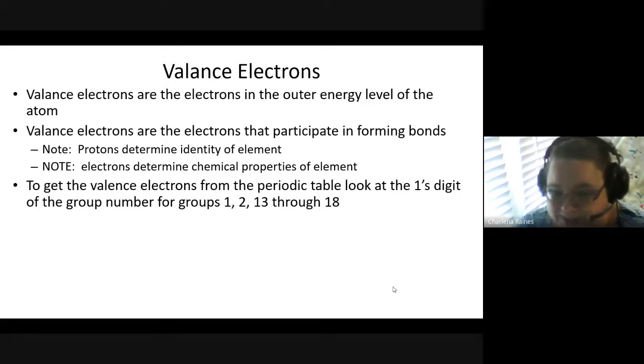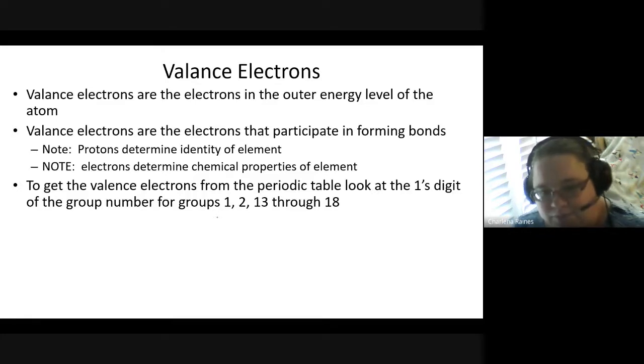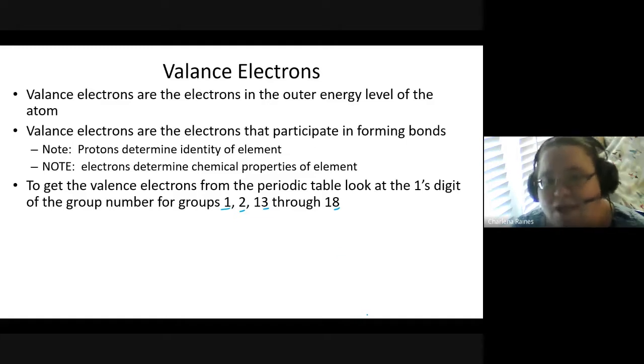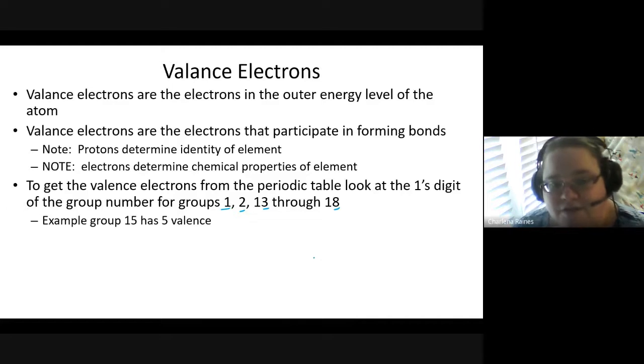Now, for groups 1, 2, and 13 through 18, it's really, really easy. You look at the last number of the group number, and it'll tell you the valence. But that doesn't account for my transition metals and my inner transition metals. So how do I determine them? Well, the same way I could if I had the electron configuration.